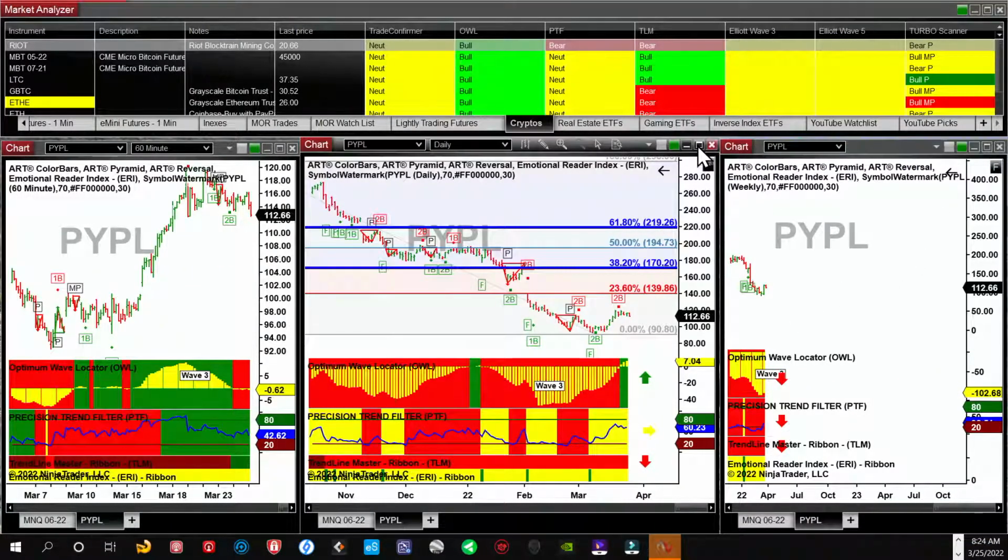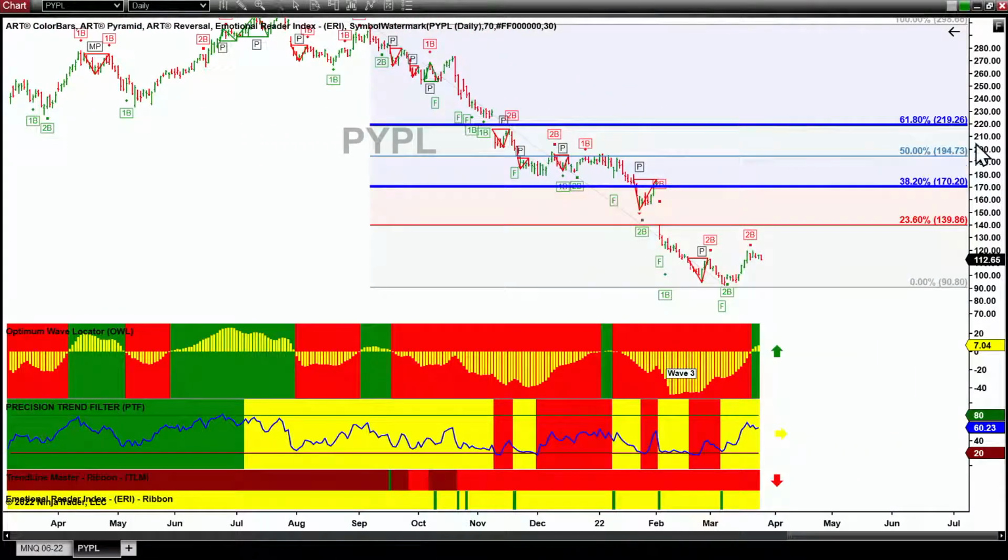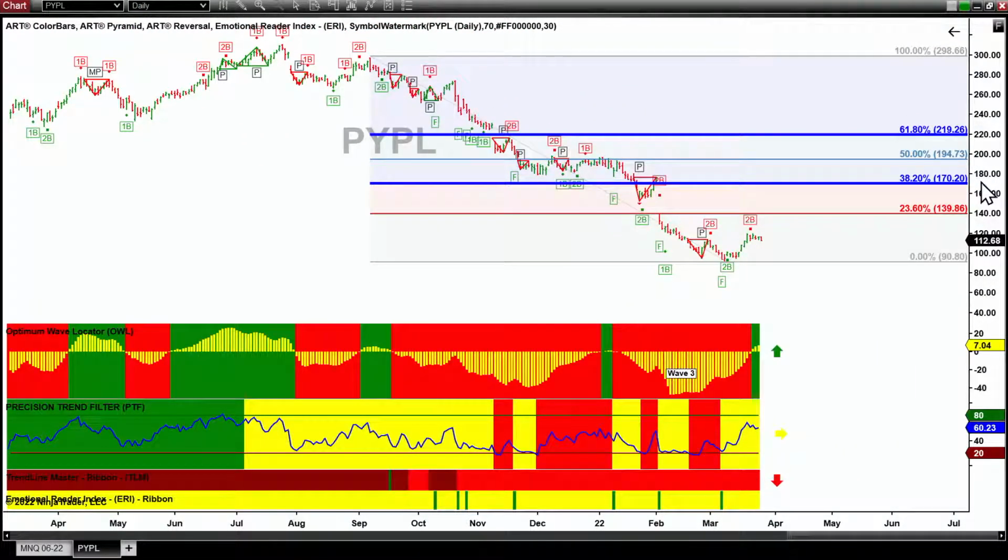Well, what does that mean? Well, here we drew in last week Fibonacci retracements of where we think that rebound is going to go. So we're thinking it's going to go up to 170 to 219. 170 to 219. So that's your target. We're sitting at 112. So if you wanted to try to take a long trade, which would be considered a counter trend trade, you could do that.